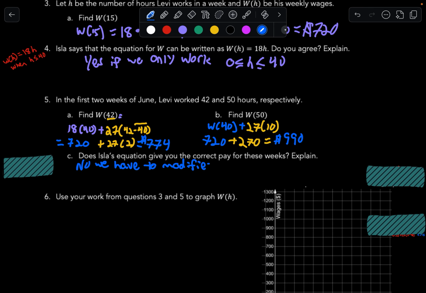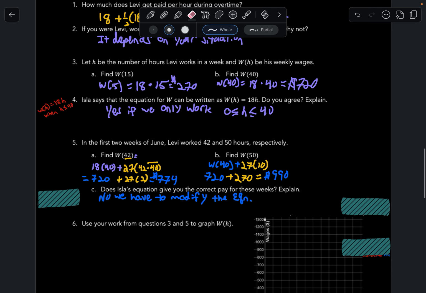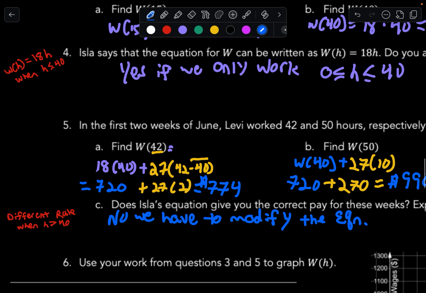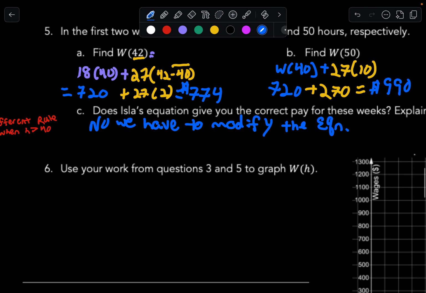Modify the equation. That means we have a different rule when H is greater than 40. We have one rule when H is less than 40, written up here, the 18H. But when H is greater than 40, we have a different rule. So use your work from questions 3 and 5 to graph W of H.